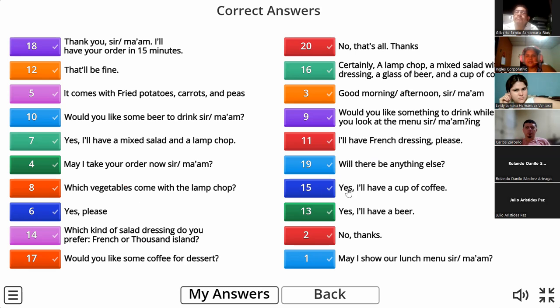Number 15. Let me see. Yes, I will have a cup of coffee. No. I don't know why it has this order. It doesn't have a sense. Right? Because after 14, it says, which kind of salad dressing do you prefer? I don't know why it has these orders. And then I will have a cup of coffee. No. And then 16. Certainly, a lamb chop, mixed salad with French dressing, a glass or a cup of coffee. No, it is like a disorder. I don't know why it has these correct answers, right?